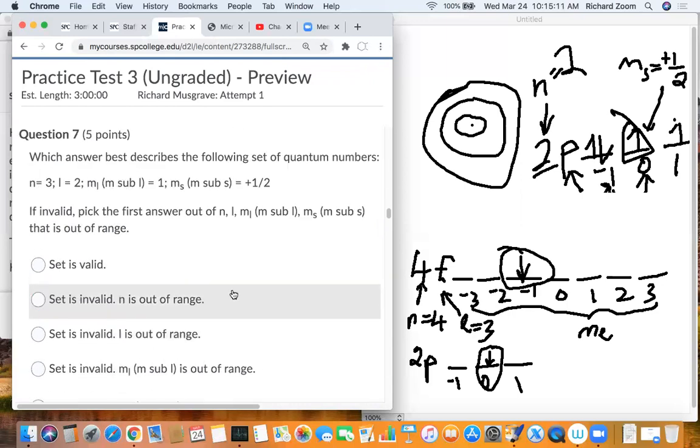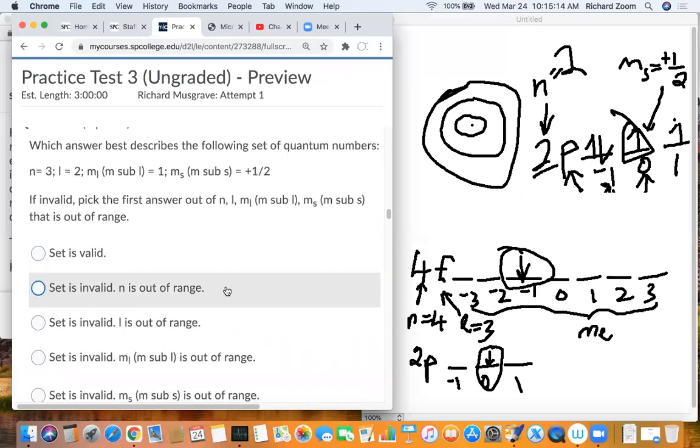Okay, so let's look at number 7 here. Which answer best describes this set of quantum numbers? So n equals 3, that's allowed. L can be 0, 1, or 2, anything up to n minus 1, so that's allowed. M sub L can be any value from -2 up to +2, so that would be 1. So that would be allowed. And then M sub S is going to be +0.5. They can be plus or minus 0.5, so that one's allowed as well. So I would say that this is a valid set.